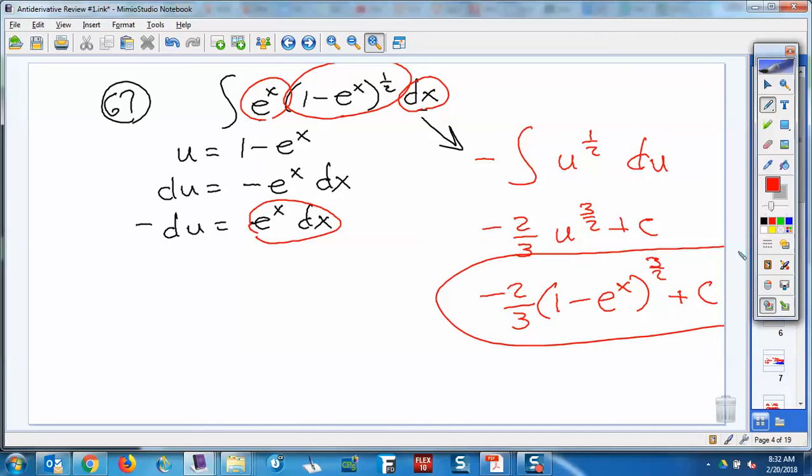Just like that. So you just have to recognize that there's only one type of function. Yeah, you mean not to do integration by parts? Yeah.